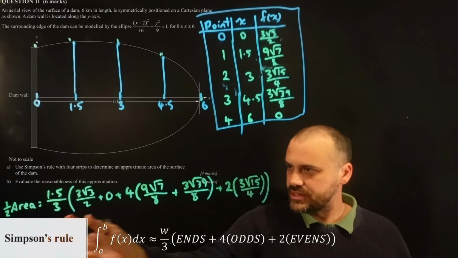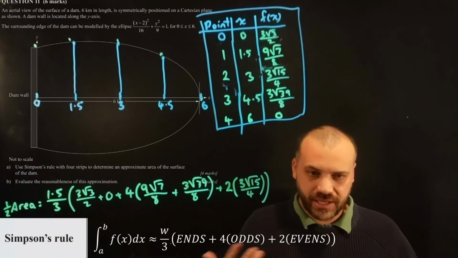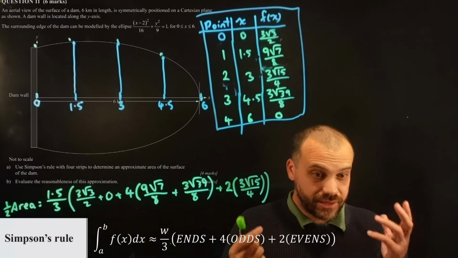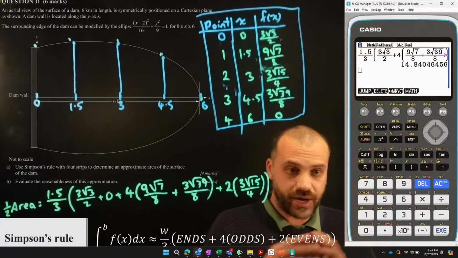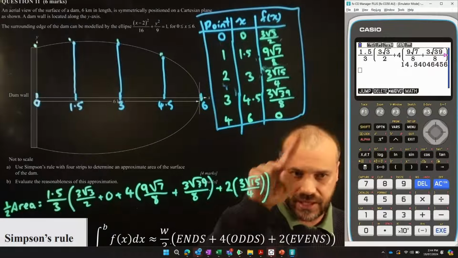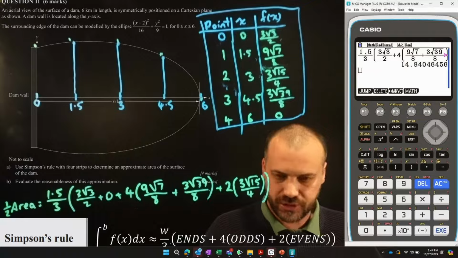Okay, that's it. Now, you should be able to type this whole thing into your calculator. You'll have to be careful with brackets and things like that, but then it should spit out a single answer. So I typed it all out. Just be careful with the brackets and all the rest of it, and I get an area of 14.84. So let me just write that down.